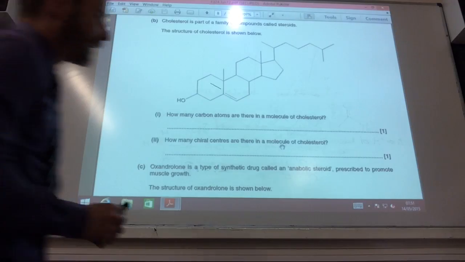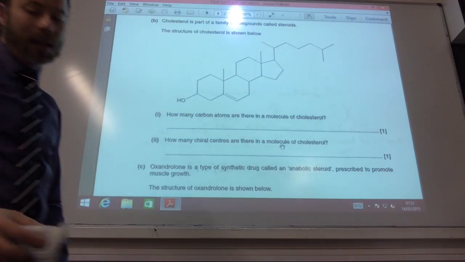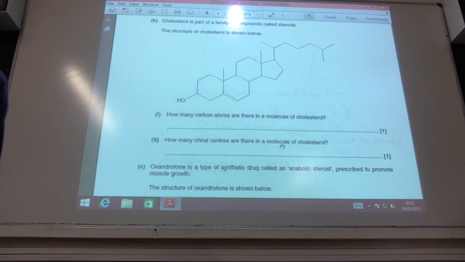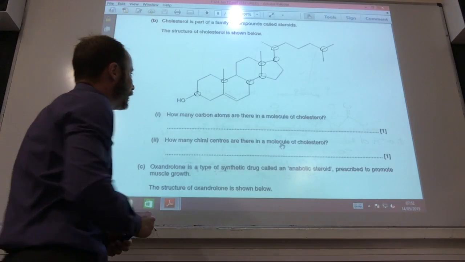Okay, nice one. You just got to count up your carbons here. How many carbons are there going to be? There are actually 27 in there. I won't go through the tedious nature of counting. Next one, how many chiral centres? I've marked them on for you. There are in fact 8 chiral centres.